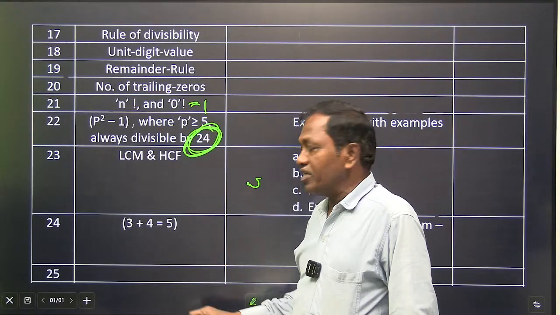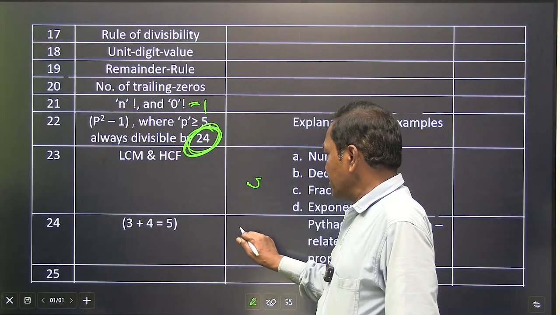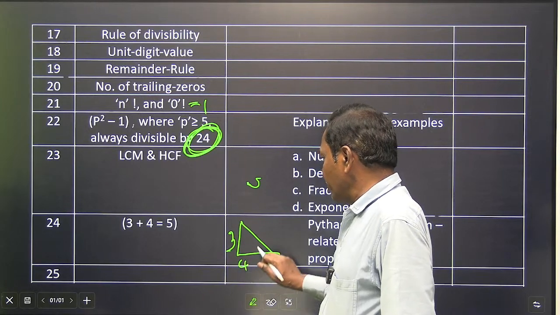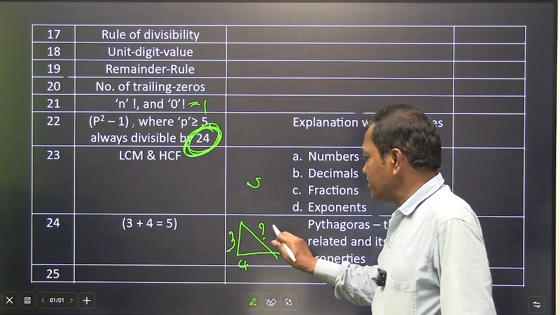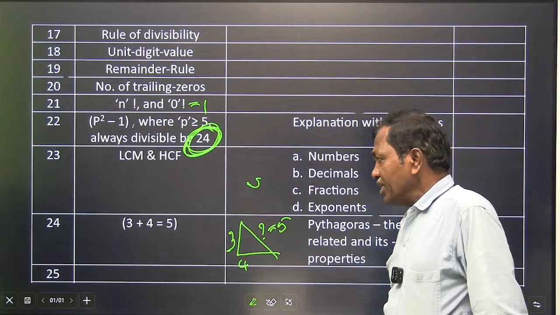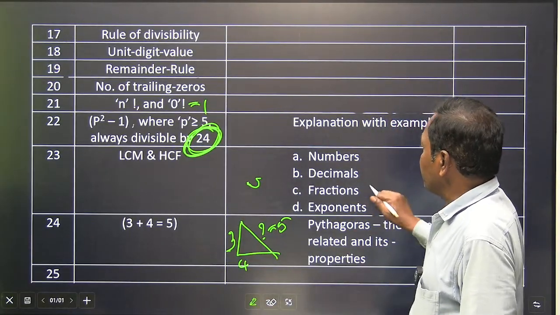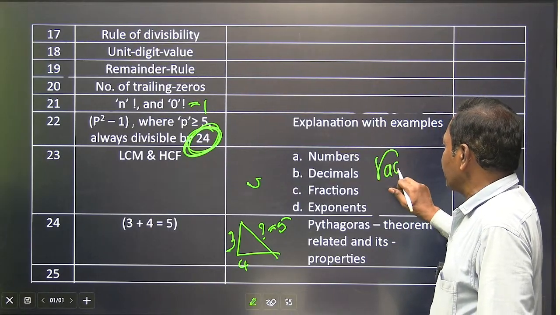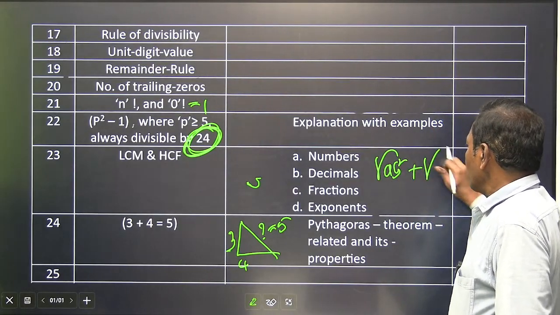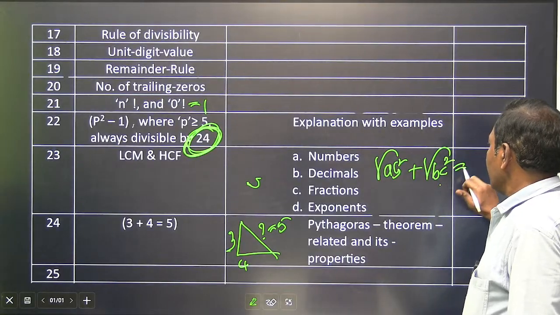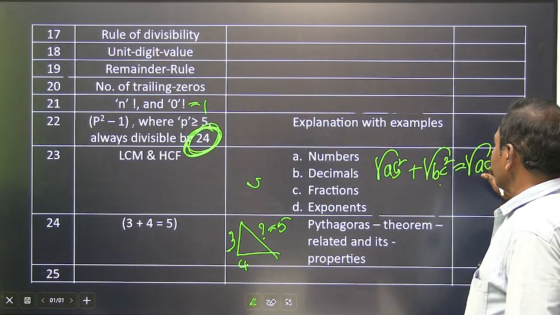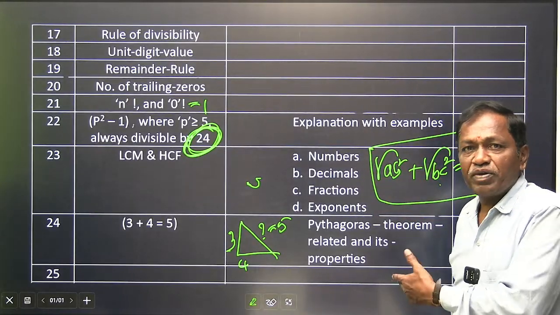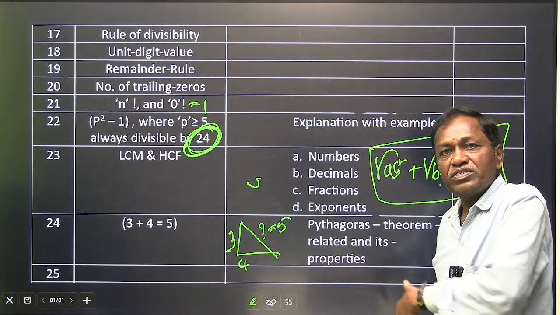Okay, now 3, 4, 5. This is the Pythagoras theorem. See, for example, this is 3 and this is 4. What is this? It means this is equal to 5. We learned in our school days: root AB square plus root BC square is equal to root AC square. This is the formula, but we don't remember such a big formula. We can say 3, 4, 5.